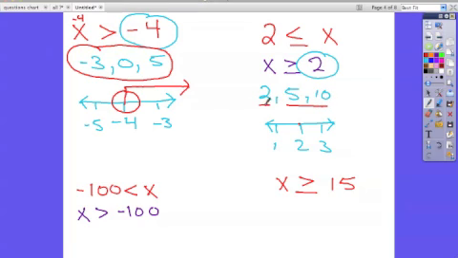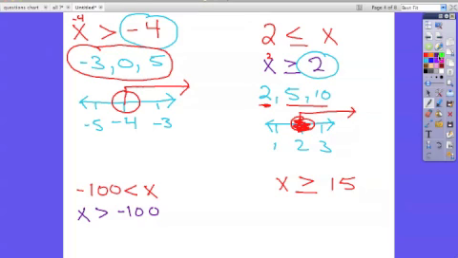Okay, and 2 is going to be included in that closed circle, but we'll worry about that in a little bit. 5 and 10 would be this way. And then with my circle, I'm going to want to fill that in. Because if I put the number 2 right here, 2 is greater than or equal to 2. That is a true number sentence, so I want to make sure I include the 2 there.